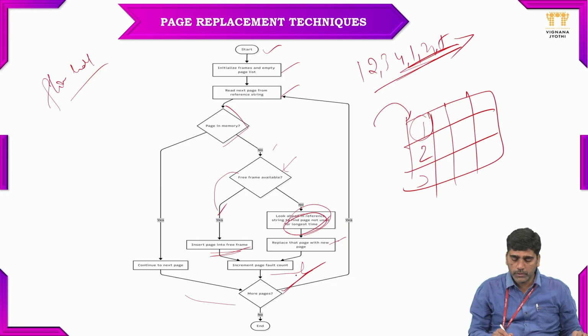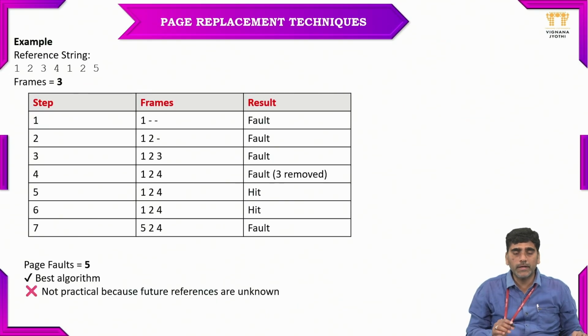So if any more number of pages are there, do the same process till the page string completes. If no pages are available, then we can say that it is the ending of the process, right? So this is the way we can understand the algorithmic flowchart process. So let us take an example, the reference string 1 2 3 4 1 2 5.